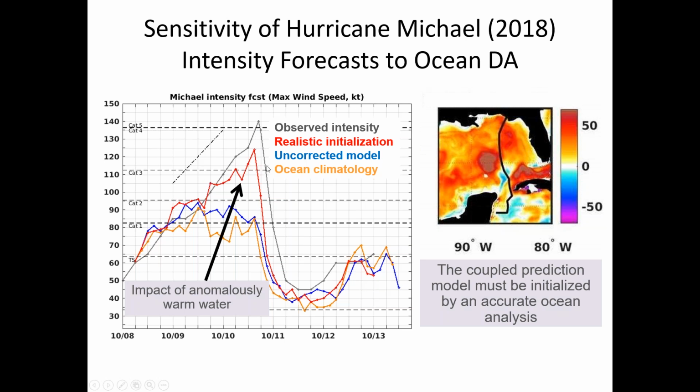The black curve is the observed best track. The red curve is the realistic initialization with the warmer than normal ocean. But here we have two others for comparison. In orange, we have the ocean climatology initialization, the ocean being too cold for the storm. It basically reached Cat 1, maybe minimal Cat 2, and that was it. The uncorrected model did not fully capture the warmer than normal conditions, so it too produced a storm that was substantially weaker than normal.